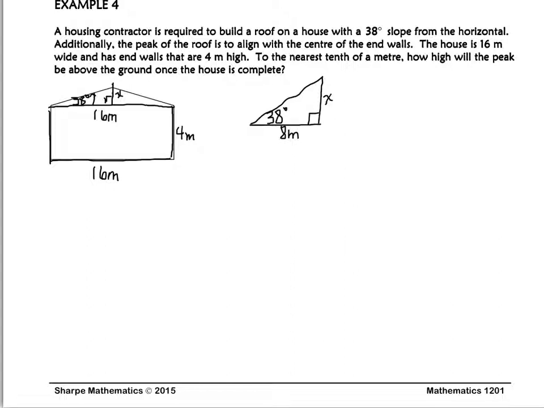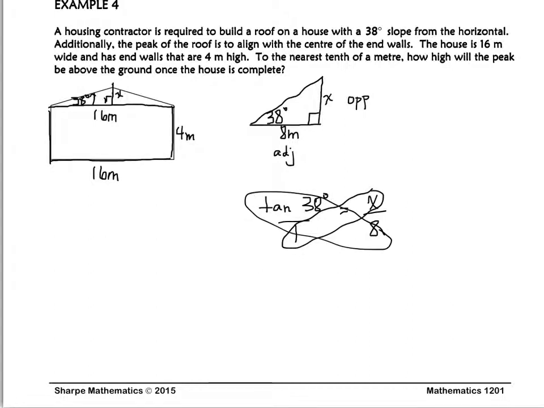So again, we have a right triangle where we're looking for the side opposite the angle that we know, and we have the side adjacent to the angle that we know. So we can set up the tan ratio again. Tan of the angle of 38 degrees is equal to the opposite, which is x, over the adjacent, which is 8. And if we cross multiply, we get that x times 1, or x, is equal to 8 tan 38.